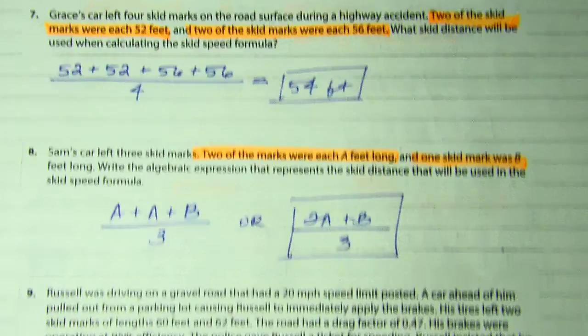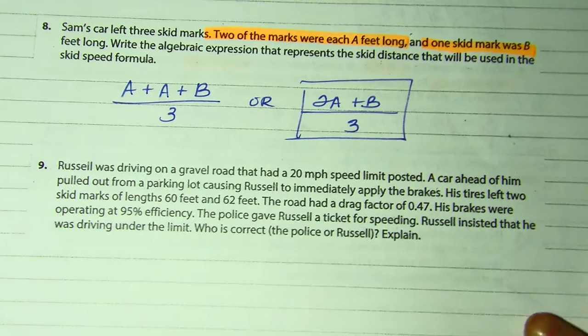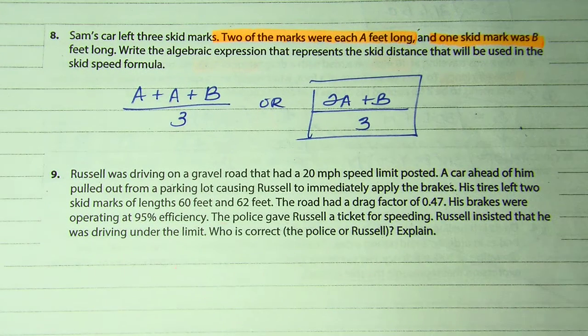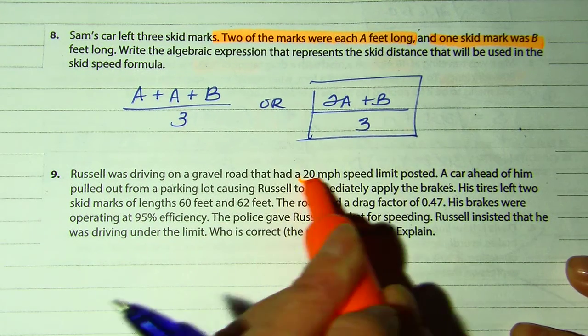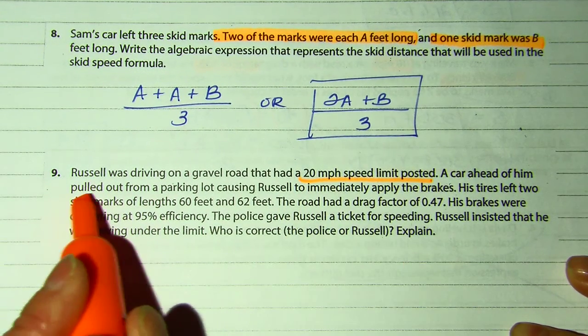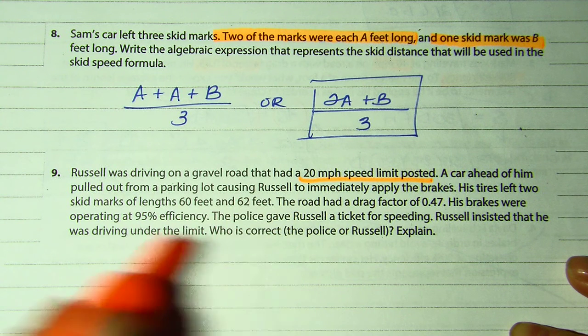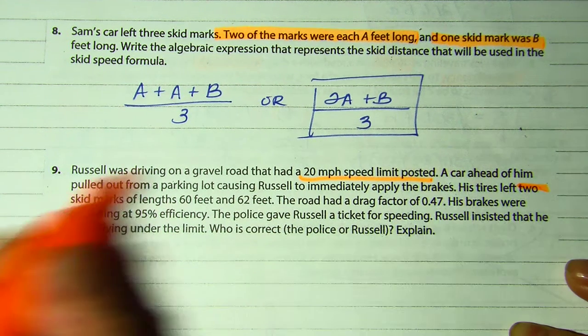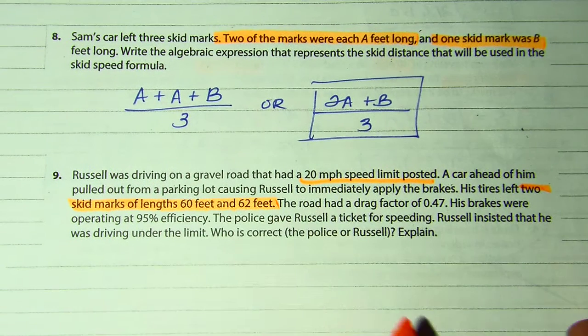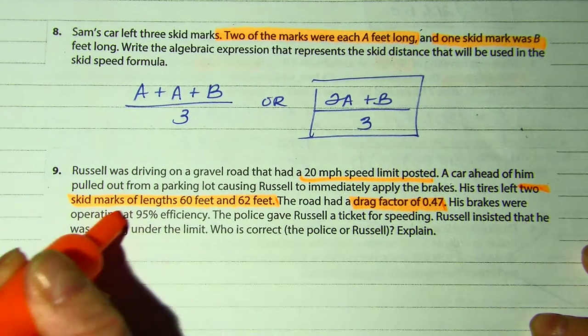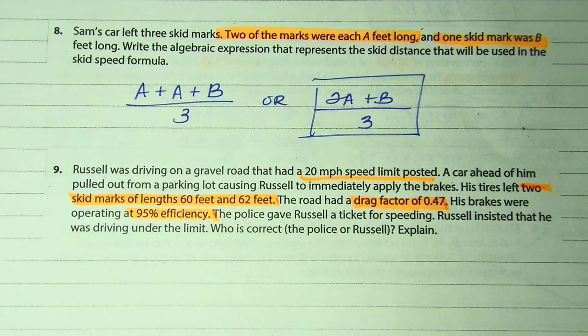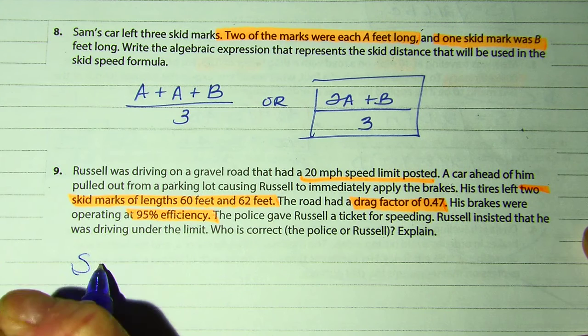All right, next one. Russell was driving on a gravel road. Here's the speed limit posted. A car ahead of him pulled out from a parking lot, causing Russell to immediately apply his brakes. He left 2 skid marks of 60 and 62 feet. Here's my drag factor, my efficiency. The police gave Russell a ticket for speeding. Russell insisted that he was driving the speed limit. Who is right? So let's figure it out. What was his speed?